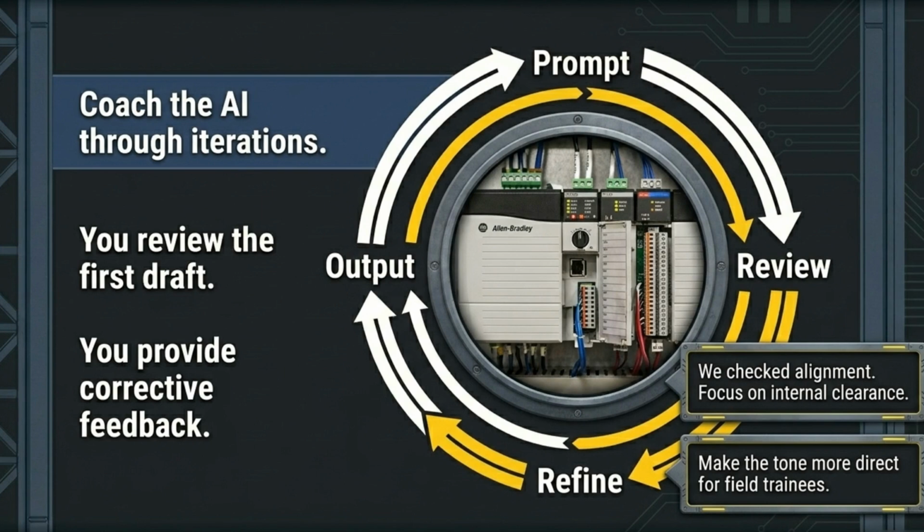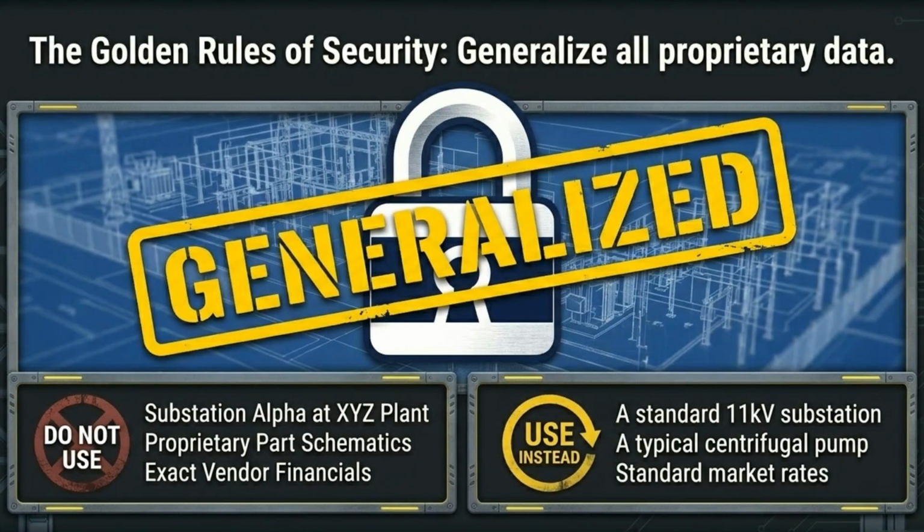Prompting is an iterative process. Review the AI's first draft, provide corrective feedback on the tone or technical accuracy, and refine your instructions until you reach the desired outcome.